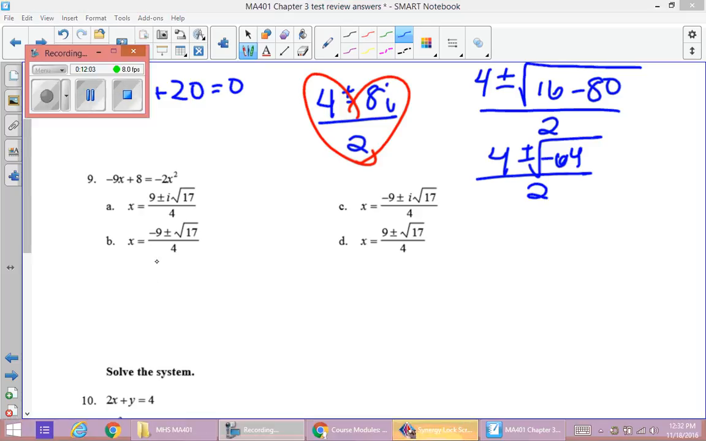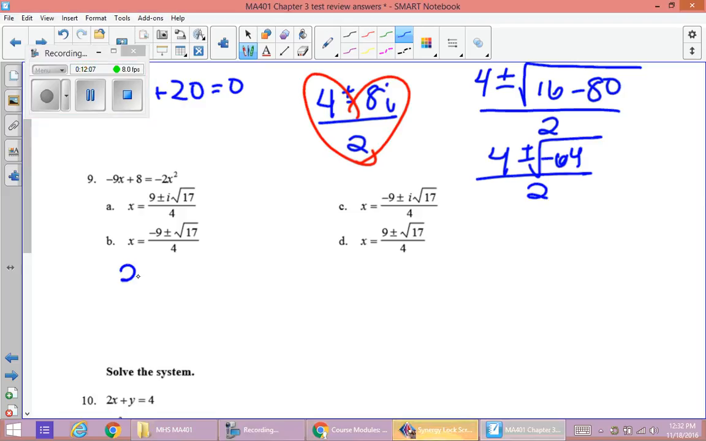Okay, so I'm back. Here we go. I'm adding the 2x to the other side because I prefer my a value to be positive. I've just always been that way. You wouldn't have to. You'd get the same answer if instead you added the 9x and subtracted the 8. But I've just always kept that x squared positive.